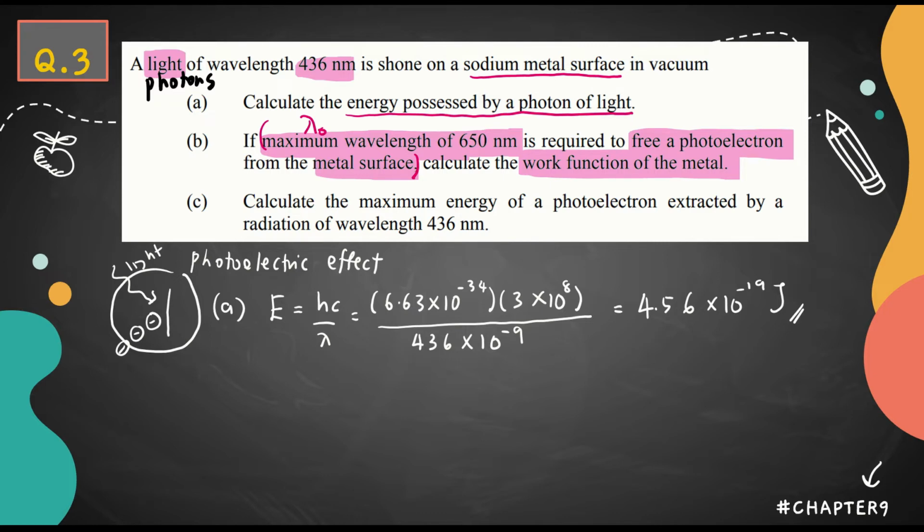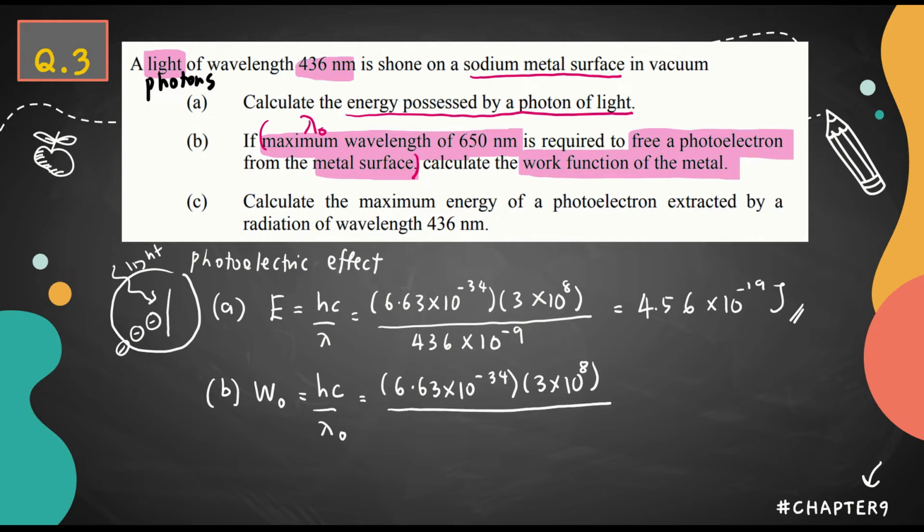So to calculate the work function, we have the equation W naught is equal to hc over lambda naught. So again, we do the substitution, 6.63 times 10 to minus 34, 3 times 10 to 8. So your threshold wavelength is 650 times 10 to minus 9. So your work function is supposed to be 3.06 times 10 to minus 19 joule.